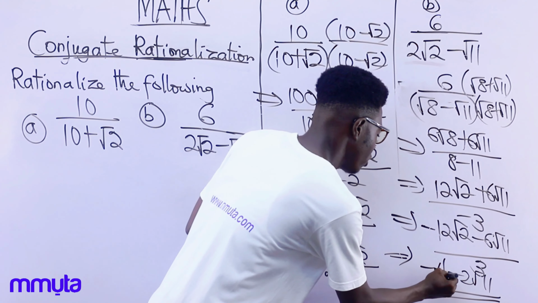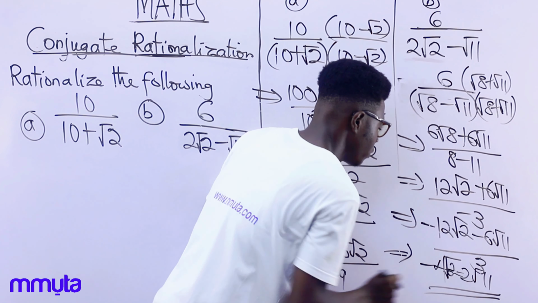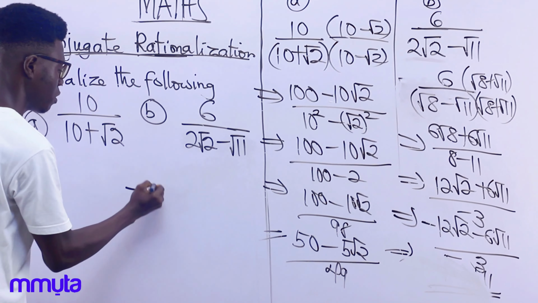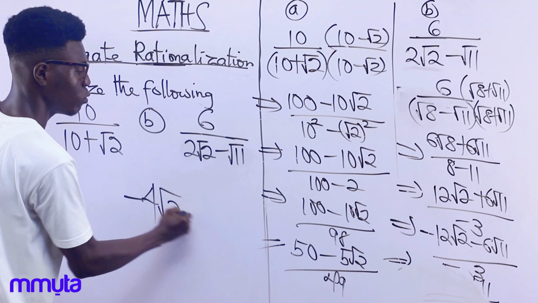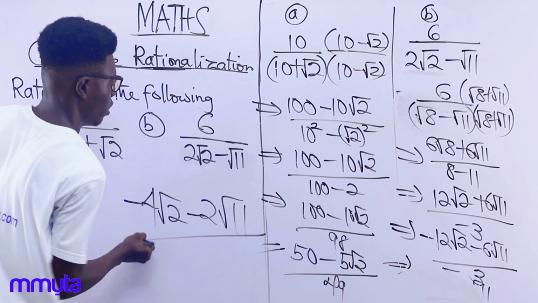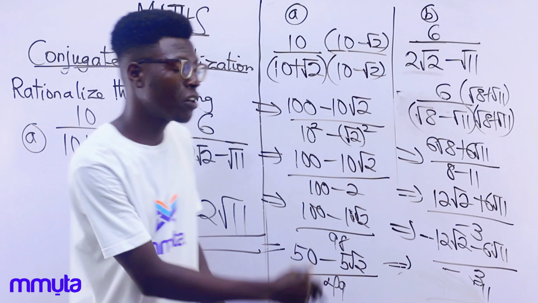Sorry, this should be minus 4 root 2. Let me write it here. The answer is minus 4 root 2 minus 2 root 11. It is an error of omission.